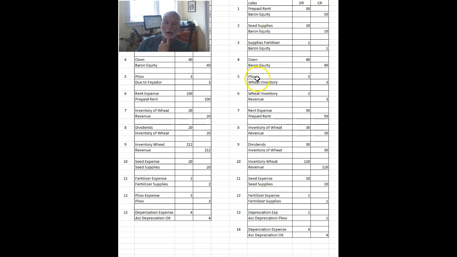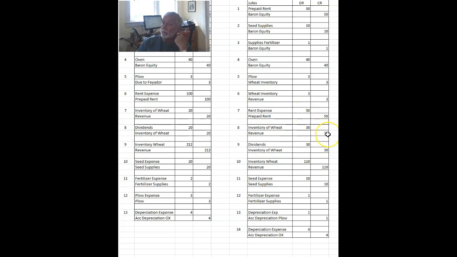He then goes out and buys a plow for 3 bushels of wheat. So he gets a plow, an asset, and he gives up a piece of an asset called wheat inventory. He couldn't give it up if he didn't have it, so he's recorded wheat inventory and revenue. He uses up the rent expense during the course of the year, so we have to adjust the prepaid rent to 0. So we credit prepaid rent and we call it rent expense.